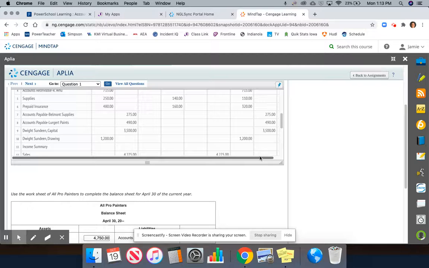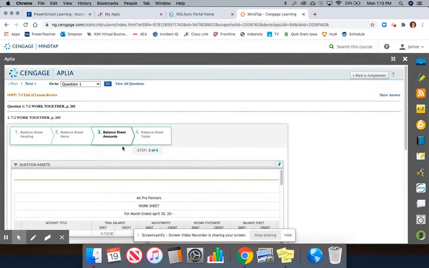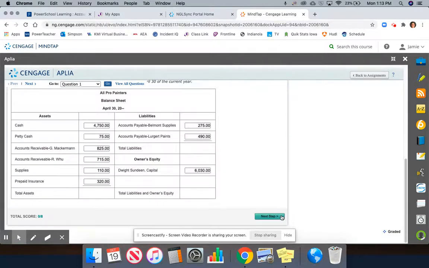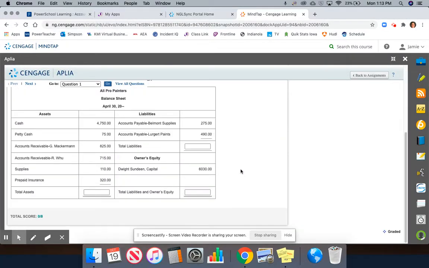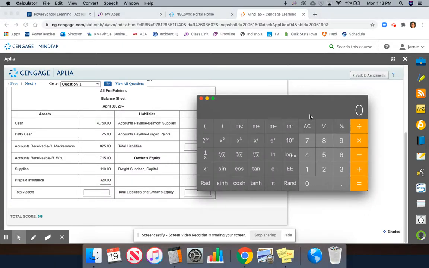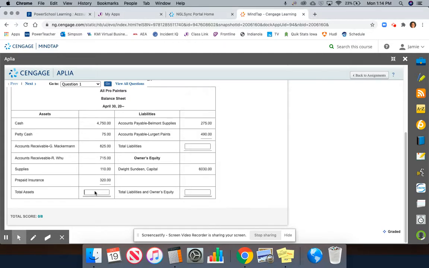So that was step 3. All we needed to do was get the amounts in there. Now step 4, we are going to do the totals to make sure that our balance sheet balances. So you're going to need a calculator for sure on this section to go through and add up all of our assets. On the left side of our balance sheet, all of our assets equals $6,795. We need to add up our liabilities.